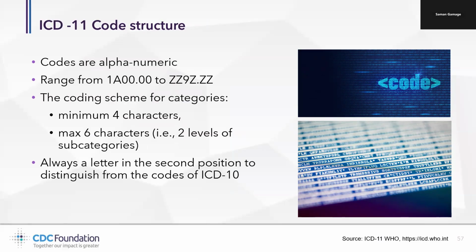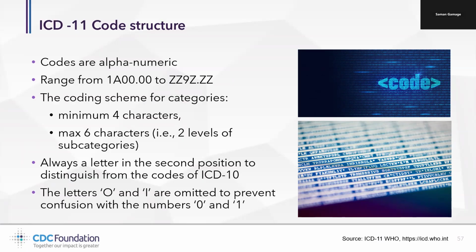There is always a letter in the second position to distinguish from codes of ICD-10. Because ICD-10 has a letter in the first position, in an ICD-11 code there is always a letter in the second position. Then you will know this is not an ICD-10 code, this is an ICD-11 code. The letters O and I, as I told you before, are omitted to prevent confusion with the numbers 0 and 1.